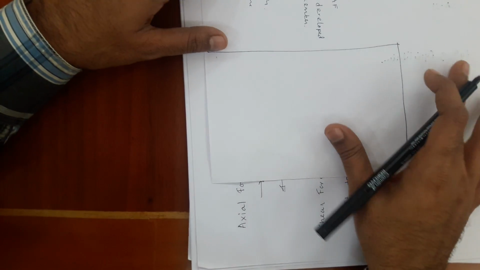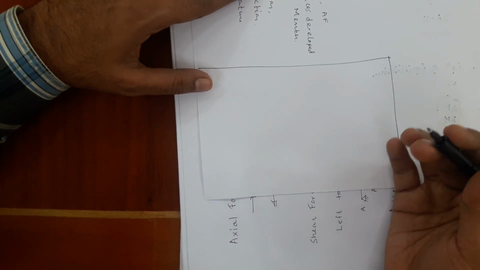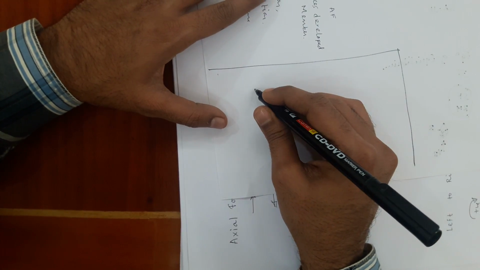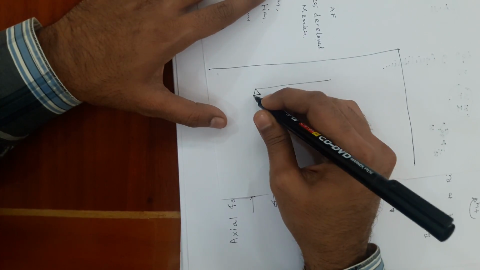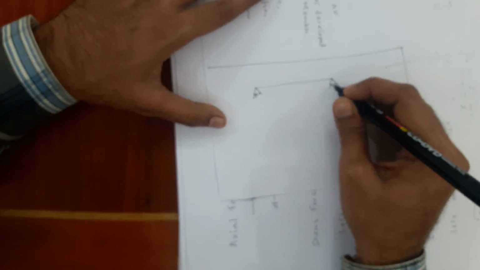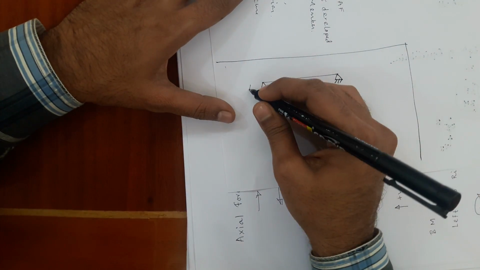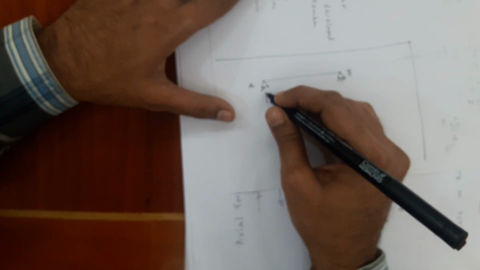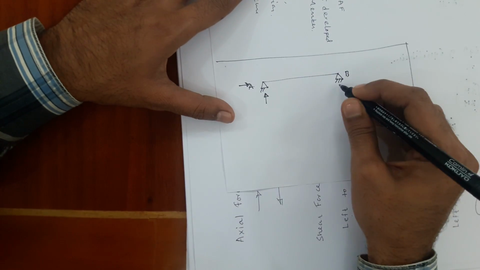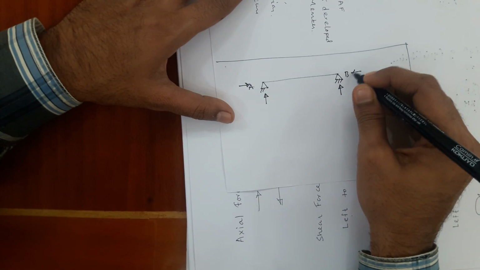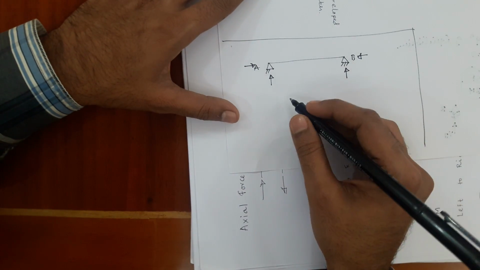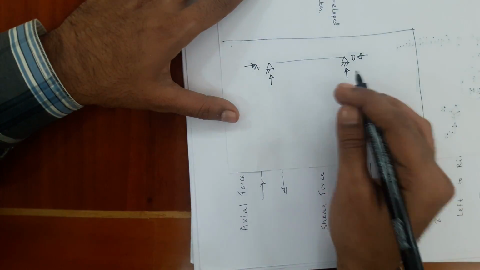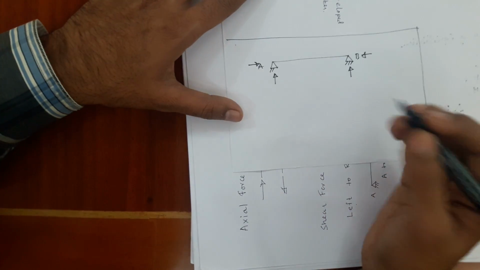Now I will explain the example of a statically indeterminate structure. I will just take a simply supported beam, a beam supported on two hinge supports A and B. You see here, A is offering two reactions and B is also offering two reactions. Now see here, you cannot crack the unknowns by just using equations of equilibrium.